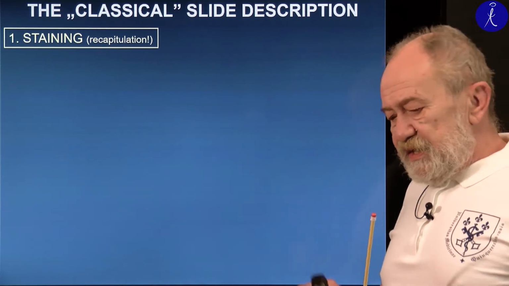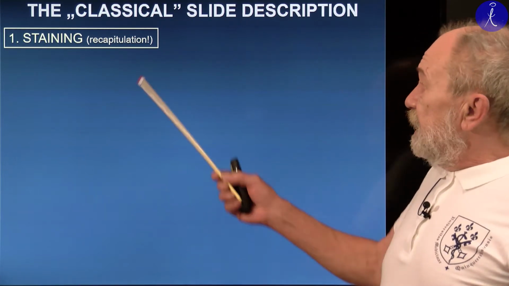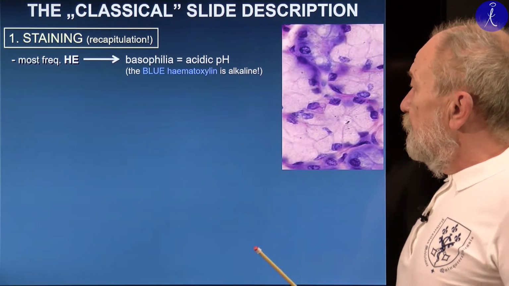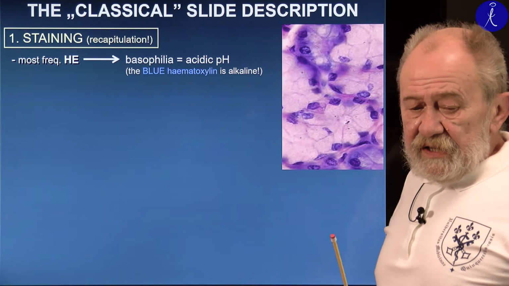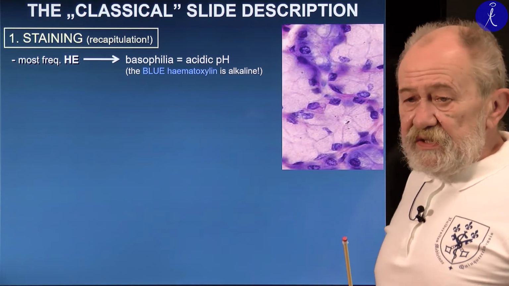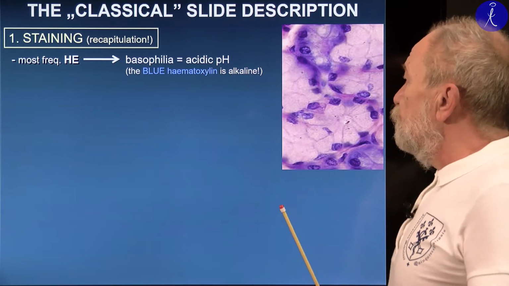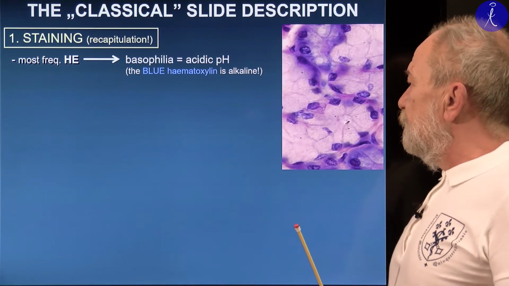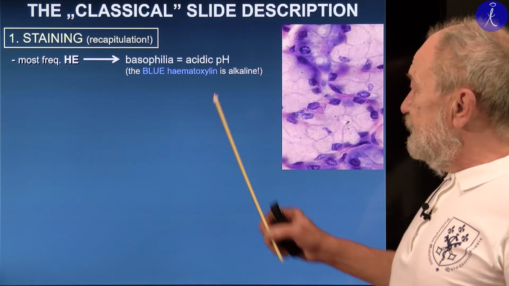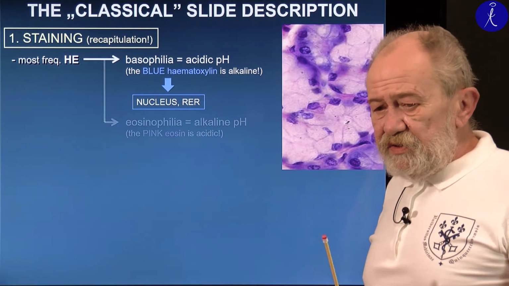It was a sequence of sentences. The first thing you should tell is the staining. Recapitulation, so everything you are familiar with, but just quickly going through. Most frequently, the hematoxylin-eosin stain is used for the slides. You must know that basophilia is the same as acidic pH, because anything acidic loves to be bound to basic blue, and the blue hematoxylin is the one which is basic, which is alkaline. So everything which is acidic in the slide should appear blue, including nucleus, rough endoplasmic reticulum, and so on.